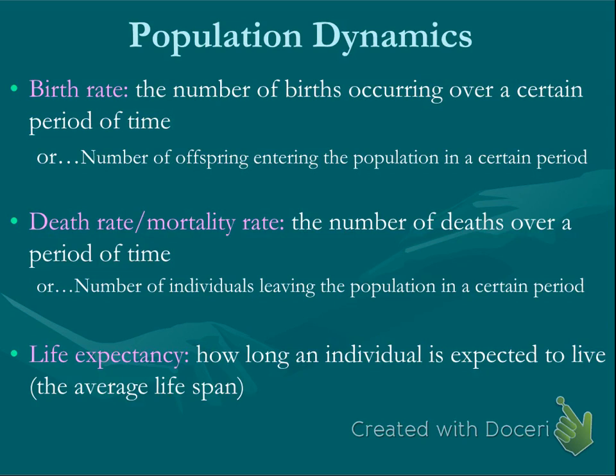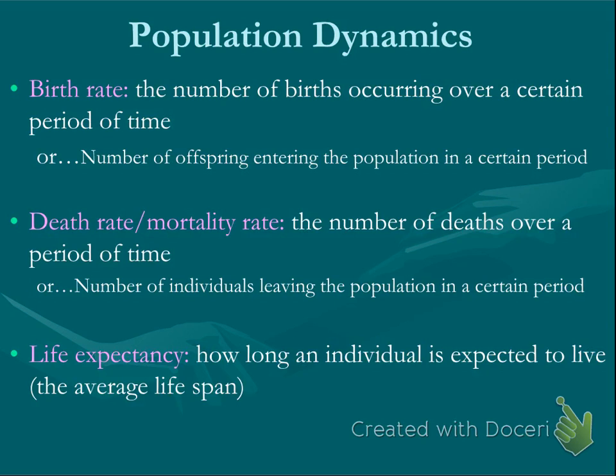So the big changing factors in any population that we tend to look at are birth rate and death rate. And the birth rate's easy. It's how many of that species in a population are born in a certain period of time. For humans, we tend to think about births per year. That doesn't make sense for some species.